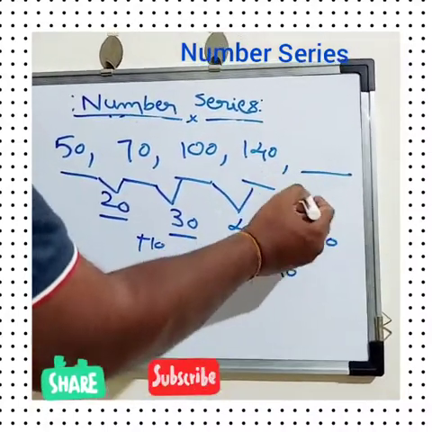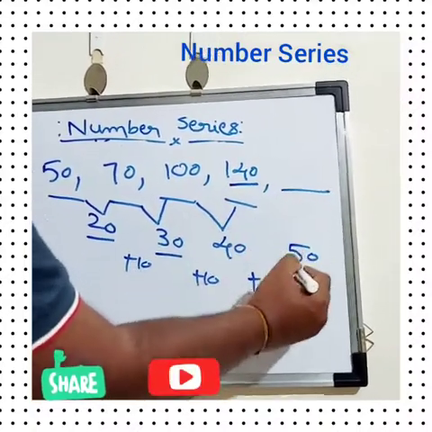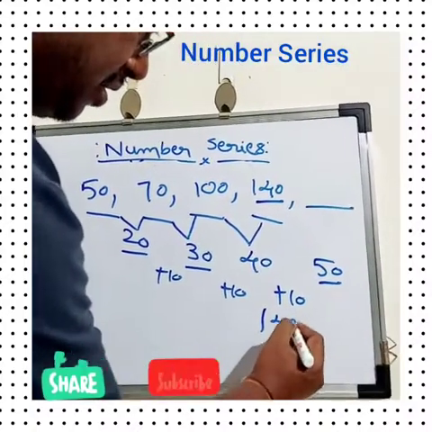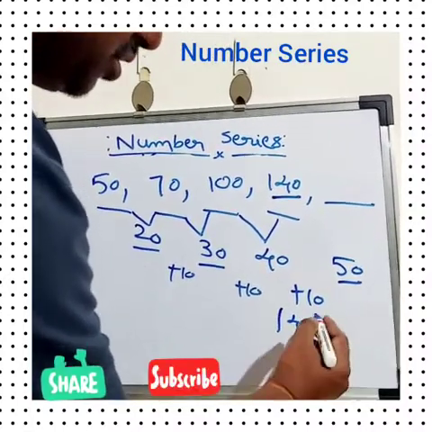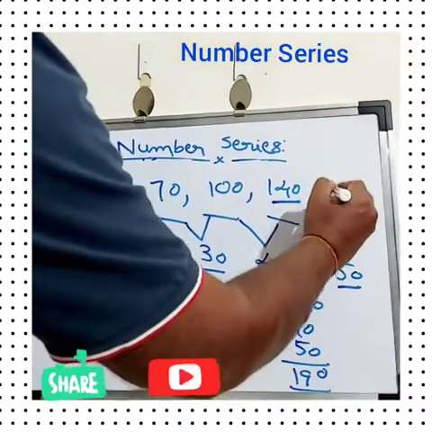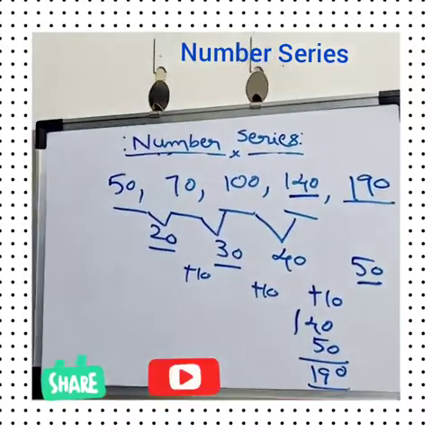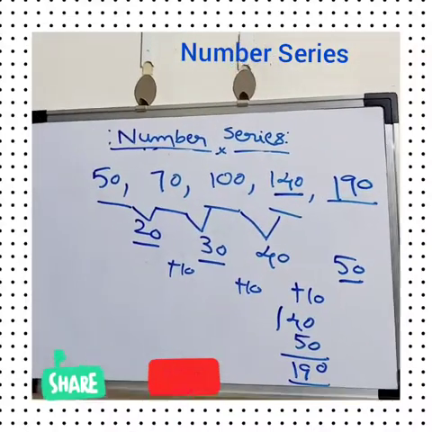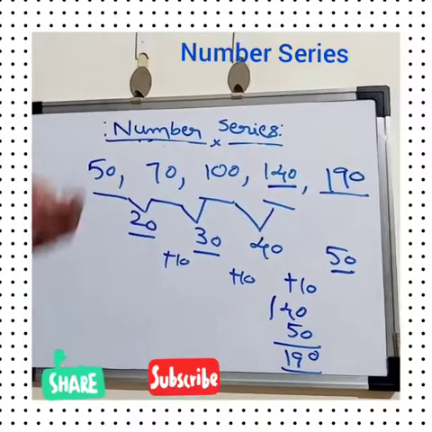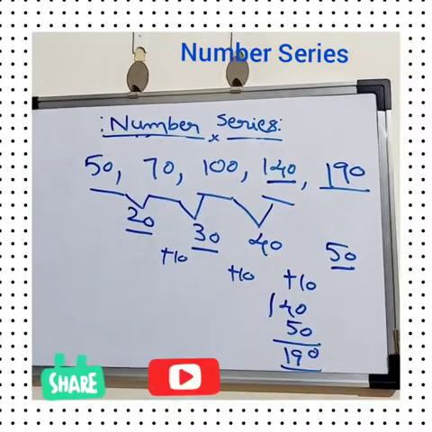So what will be the next number? It should be the sum of this number and this difference. That is 140 plus 50. How much? That is 190. This is the answer. So the logic is that the difference is getting increased by 10 each time between the consecutive numbers.